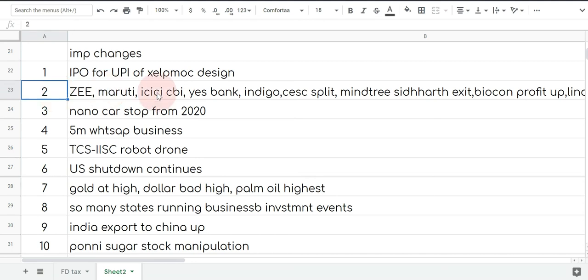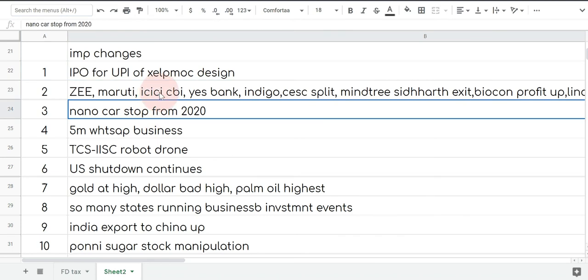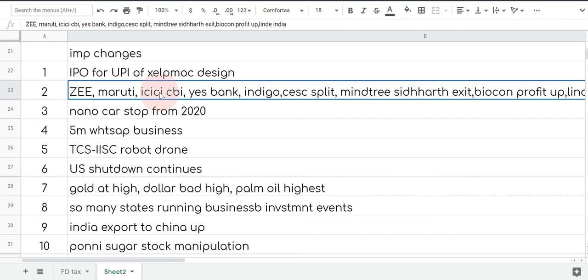Then there were CBI raids on ICICI and new power related issues. So that was negative news flow for ICICI. I don't know why they are doing it after so much time. Maybe they are trying to retrieve the records related to the ICICI loan to new power, and the involvement of Chanda Kochar and her husband.